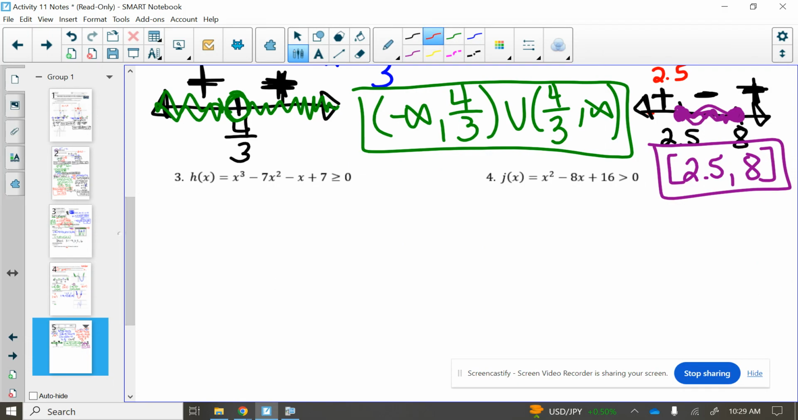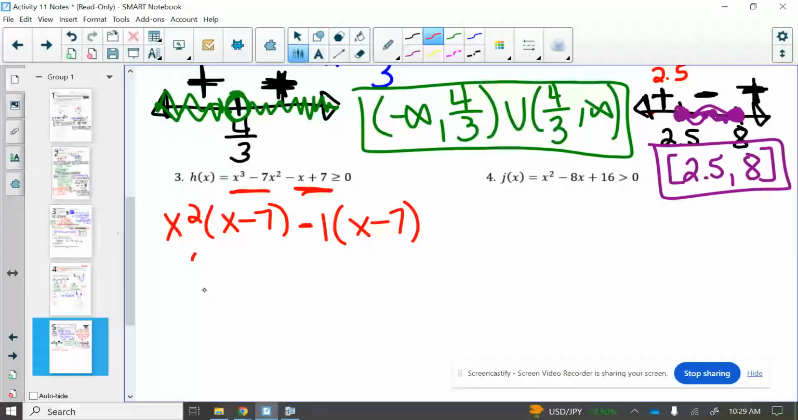All right, last but not least, on this final example that I want to do with you, we are going to start by grouping on our first example here. I'm going to take out an x squared from this first group. I'm left with x minus 7. I'm going to take out a negative 1. I'm left with x minus 7. So my zeros this time, or excuse me, 3 actually, officially. My two factors this time are x squared minus 1 and x minus 7.